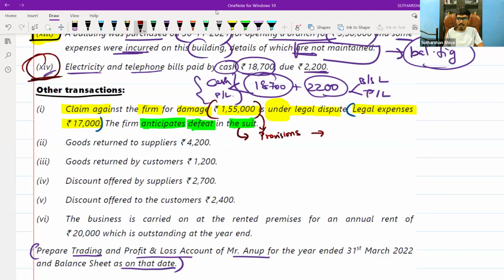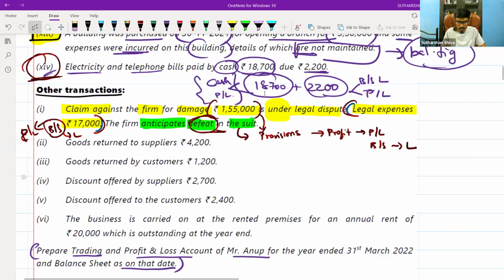That provision you need to take from your profit. So it is going to affect your P&L account and it is going to show in your balance sheet on the liability side. Legal expenses also in the same way are going to show on my P&L account, and in my balance sheet I need to show it as a liability, as my defeat is in the suit. Whether the decision is in my favor or not, I don't know. So I will create a provision for this.